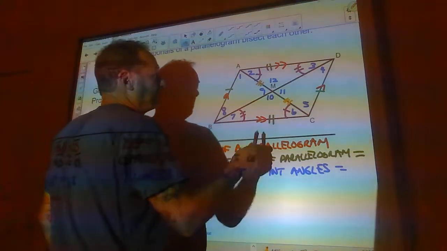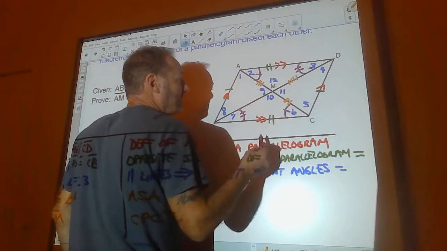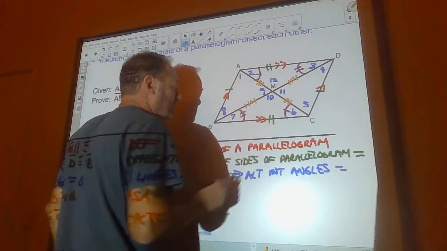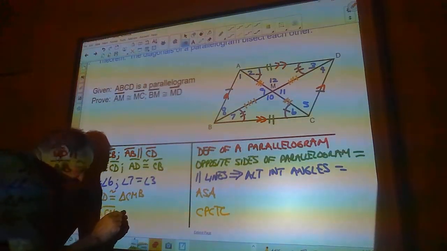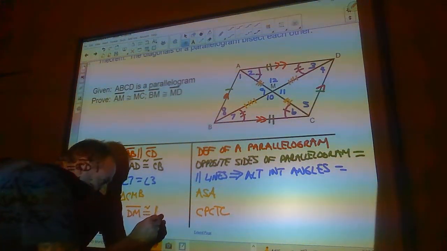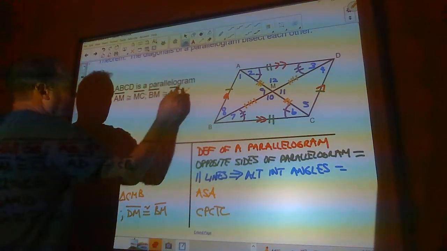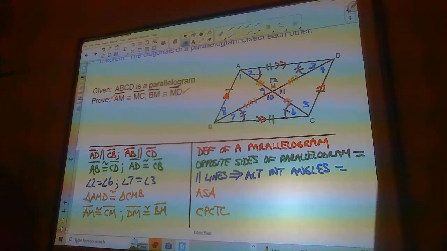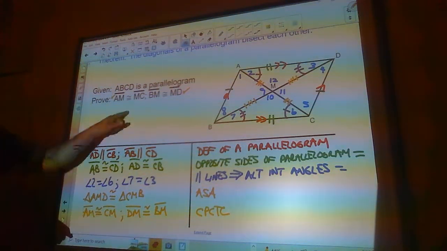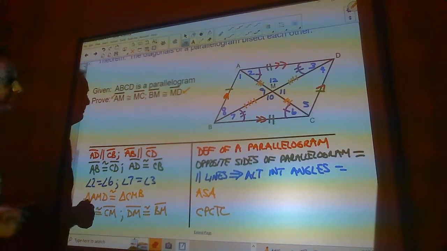And also using CPCTC, I could show that DM and BM are equal. So I can put that on the same line here. DM is congruent to BM. And I proved it here, and I proved it here. So I'm done. Those are the same. And so I've proven that the diagonals bisect each other. They cut each other in half.